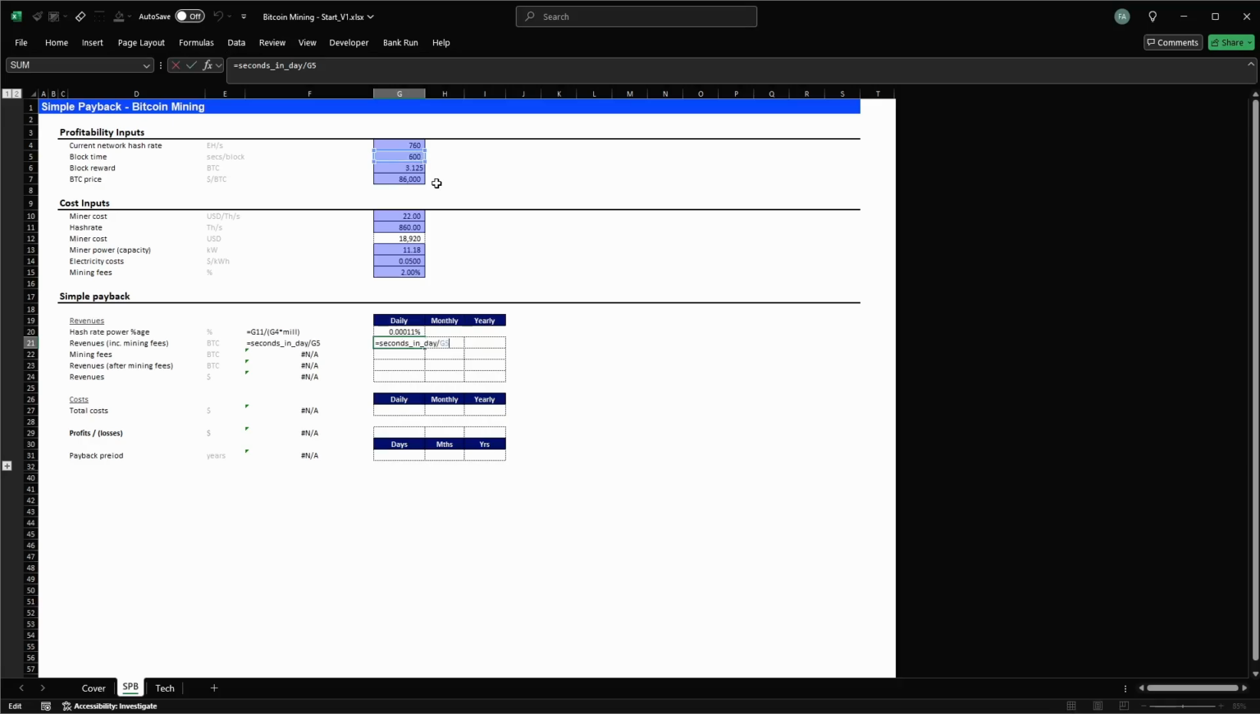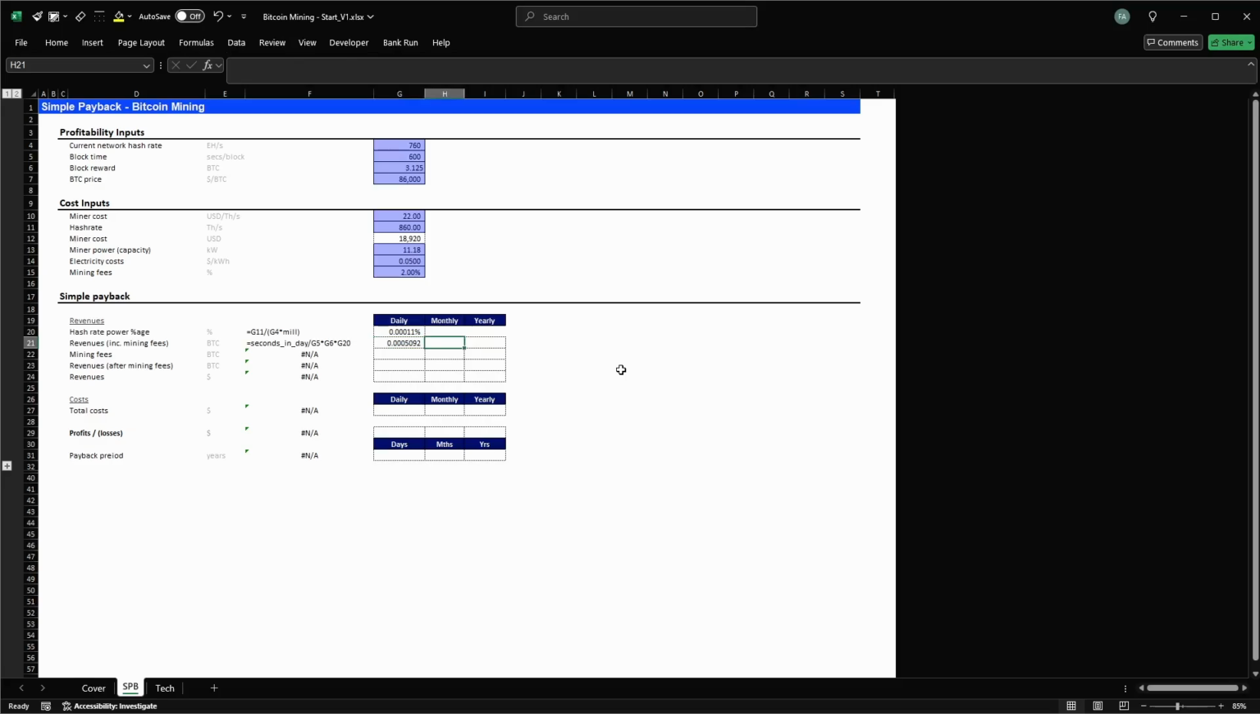Then what else are we going to have to do? We're going to have to multiply this by the total block reward. Then we have 450 Bitcoins per day, and then I'm going to have to multiply by the percentage of the network we own. So basically here is what is going to be our revenue in Bitcoins every single day, okay? All right. Then what do we have next?